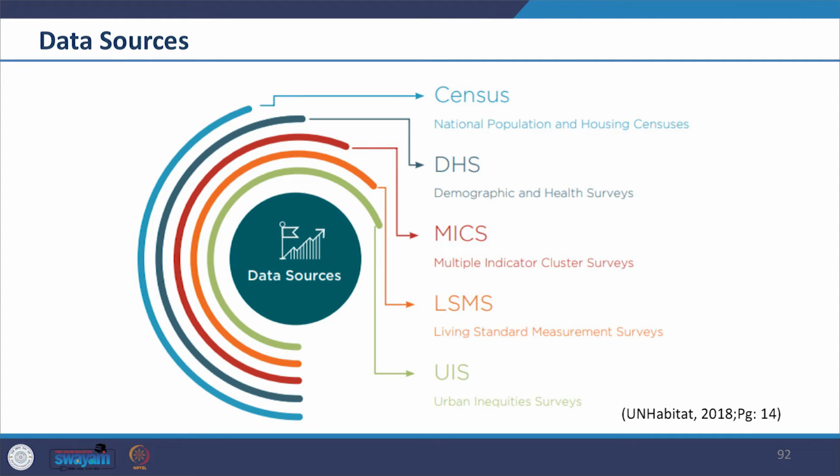One major source is the census, then you also see the demographic and health survey. Then there might be cluster surveys, living standard measurement surveys. We have the service level benchmarking surveys, urban inequality surveys. So all these are being mostly done in different countries, and so these are collated and you can access all these data. Now, trying to understand what are the reasons for the growth of slums.